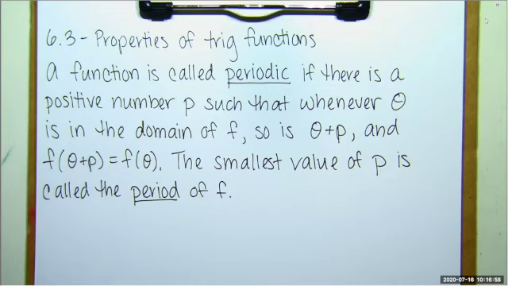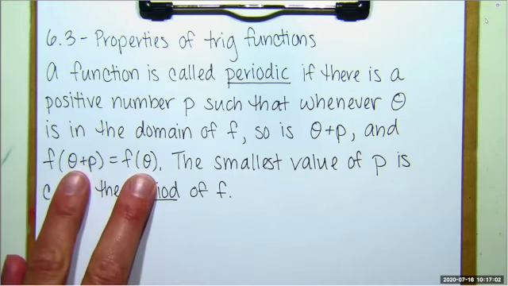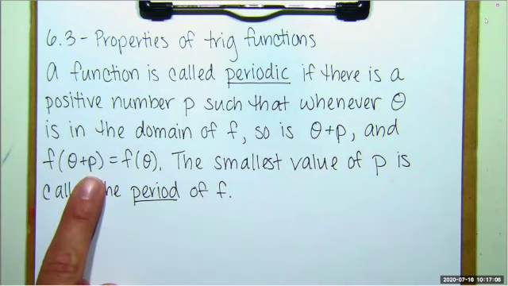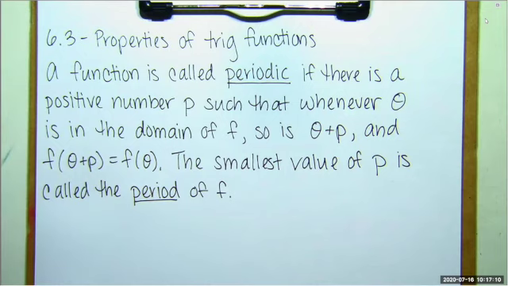Okay, so a function is called periodic. The important part here is that these outputs are the same. Every time we change our input by this number p, we get the same output. So periodic means that our values repeat.